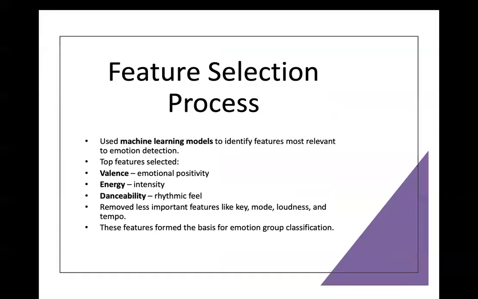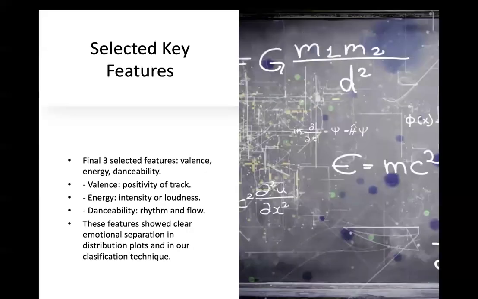In the next slide, to confirm our observation, we trained several classification models, including random forest, logistic regression, and decision tree, to predict the emotion category based on features. Using feature importance scores, these models consistently saw valence, energy, and danceability as the top predictors of emotion content. We removed low contributing features such as mode, tempo, and loudness. This dimensionality reduction helped improve the accuracy. From here, my friend Yogita will continue this presentation.